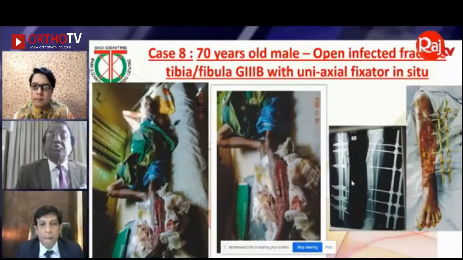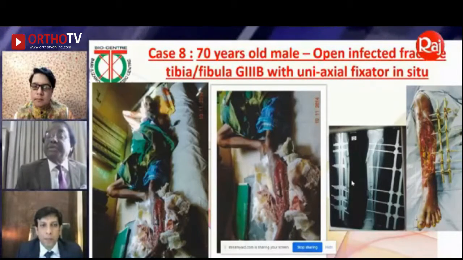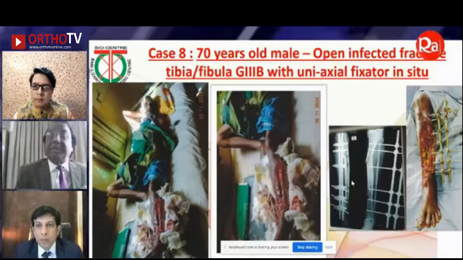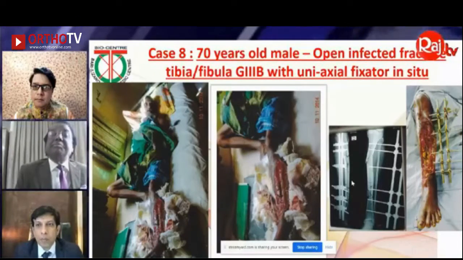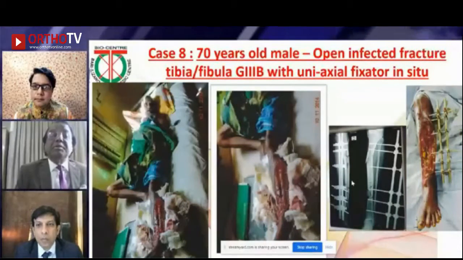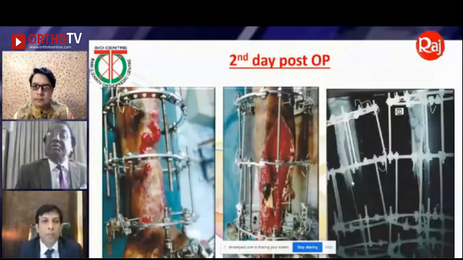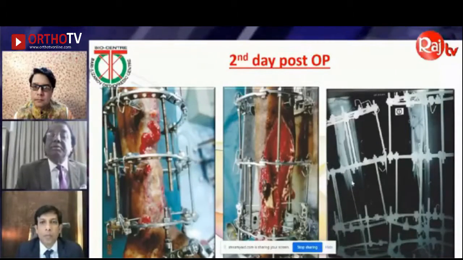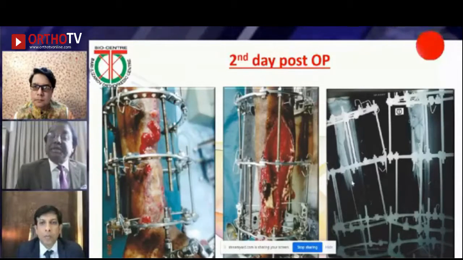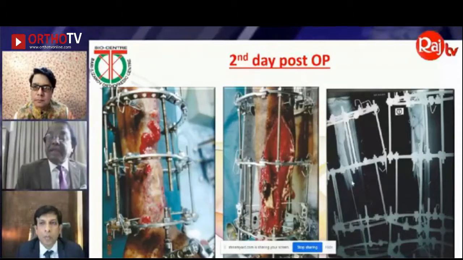Another 70 years old male, infection you can see, very big gap, uniaxial fixator, treated elsewhere, Gustilo 3B. Considering the age of the patient, what will you do? You will suggest amputation? No. He was the brother of a lady doctor, came to me, and what I have done, you can see, put the Ilizarov, again inside the very big gap, guide wire.